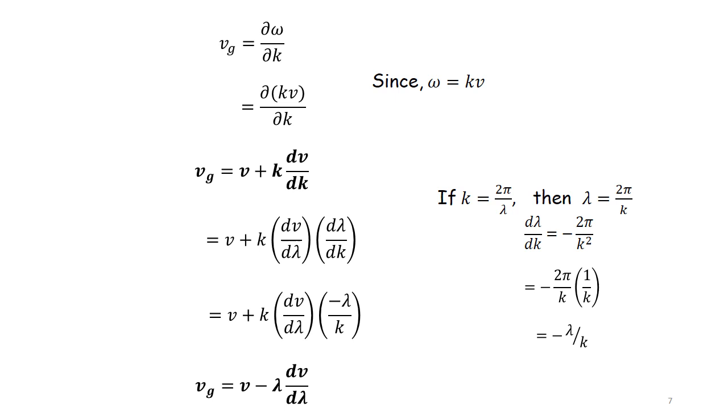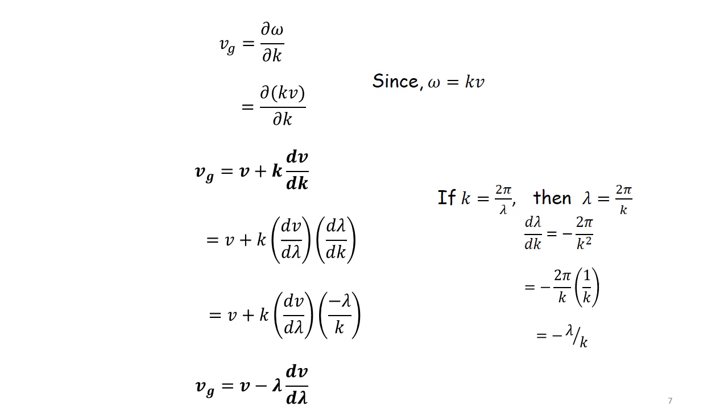So omega is equal to kv. We differentiate with respect to k. Using the product rule, you have v plus k dv/dk, and for that you can split, and in the final expression you will have v minus lambda dv/d lambda.